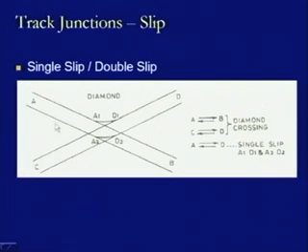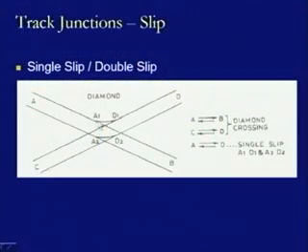But the problem with the diamond is that it is not allowing you to take a turn and move in this direction. So, this is not being allowed. Similarly, the movement from this direction to this one is not being allowed, only a straight directional movement is allowed in the case of diamond crossing. That is the biggest limitation of a diamond crossing. So, to improve upon that limitation, the single slip and the double slip track junctions have been devised.